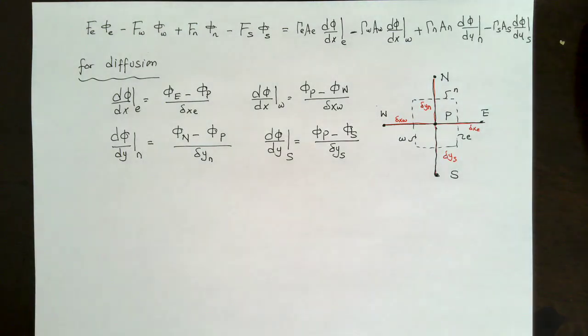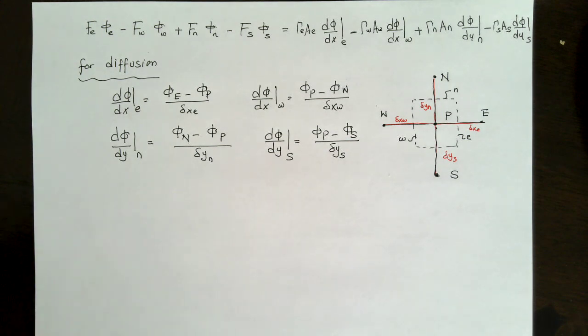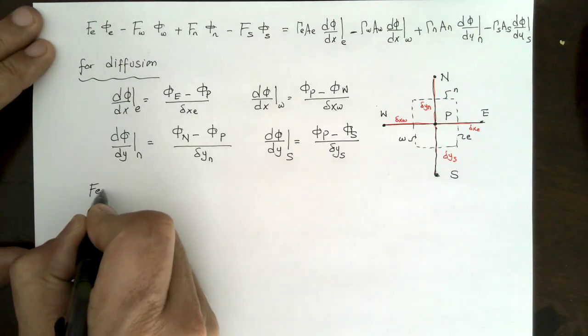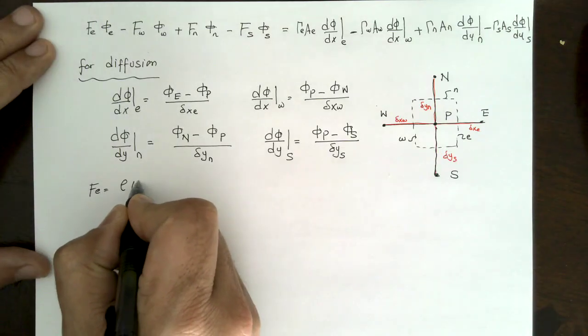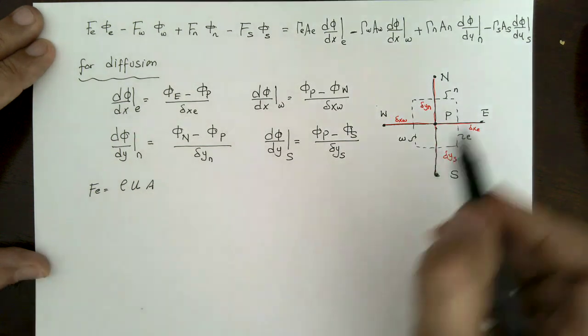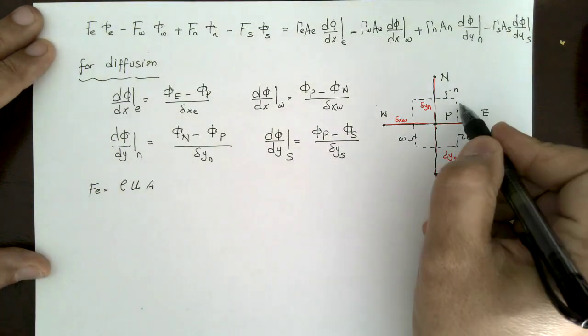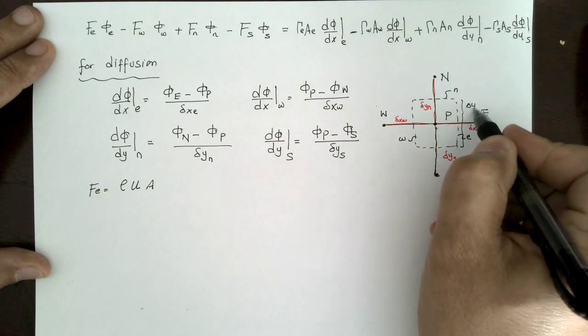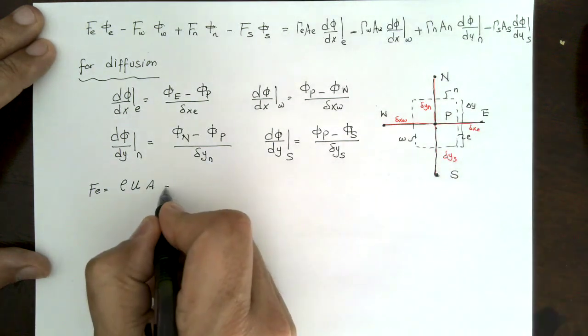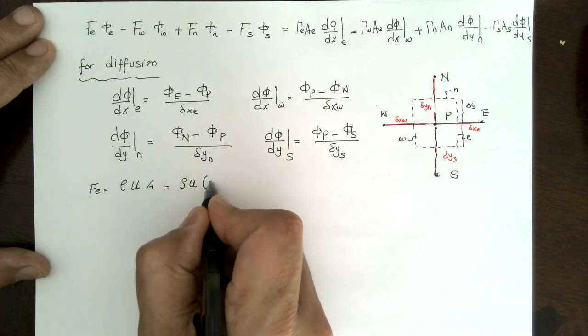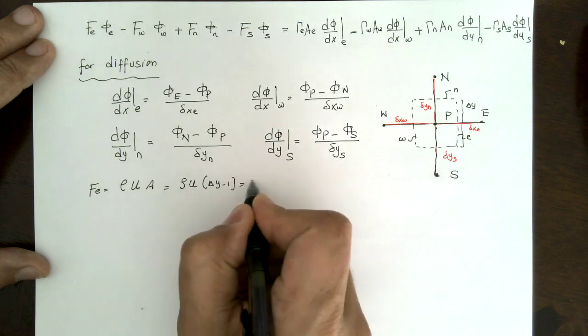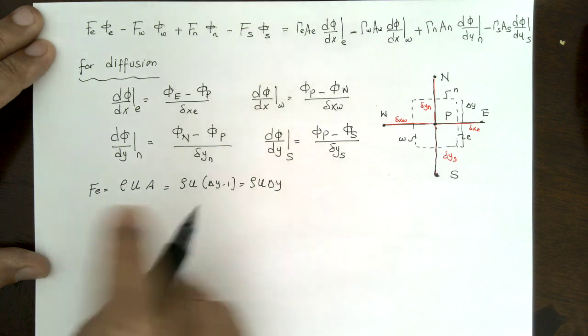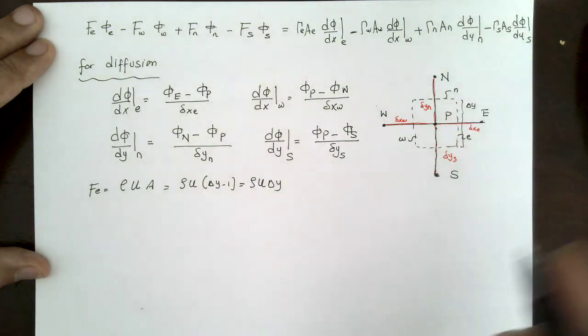No surprises here. These are the diffusion terms, and we did that multiple times, but now we are adding the second dimension. For the F parameter, we know that F east is equal to rho times U times A. And for the east face, the area is going to be that height here, which is delta Y times the depth, which is always 1. So this will be rho U delta Y dot 1. So I'm going to end up having rho U delta Y. And again, this is a mass flow rate crossing the east face.